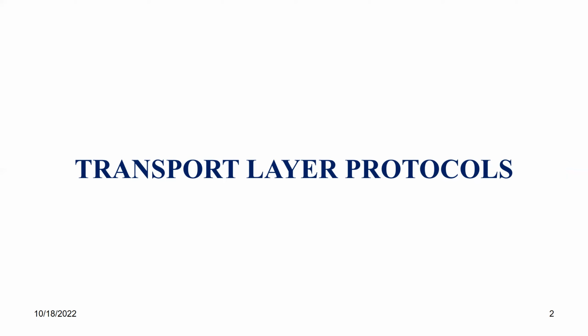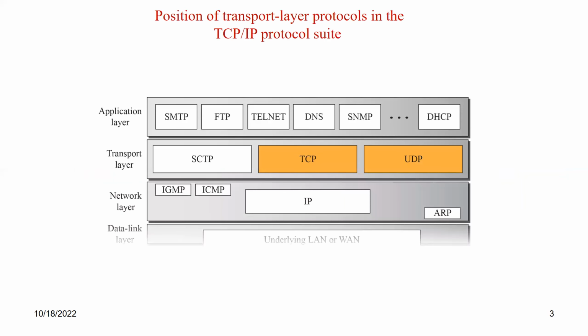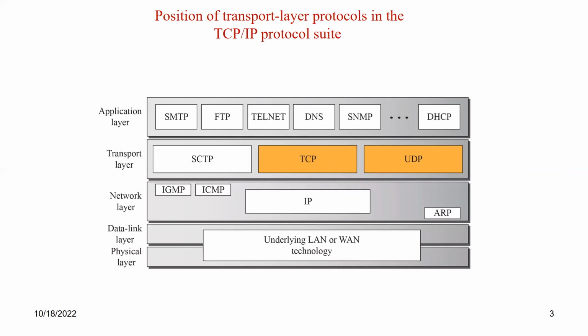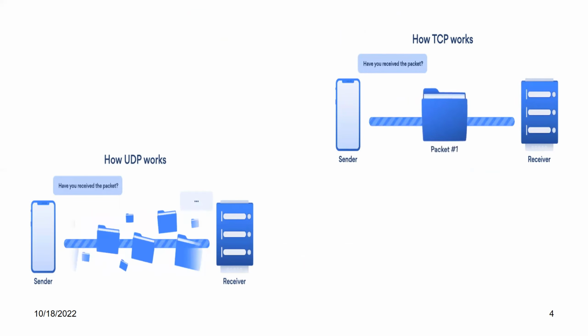Based on connection-oriented and connectionless protocols, we are going to discuss the transport layer protocols in three categories. The first is TCP, the second is UDP, and the third is SCTP. TCP and UDP are the main transport layer protocols. UDP is a connectionless protocol, and TCP is a connection-oriented protocol. The combined version of TCP and UDP is called SCTP.